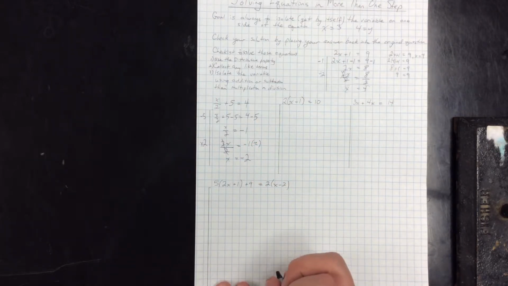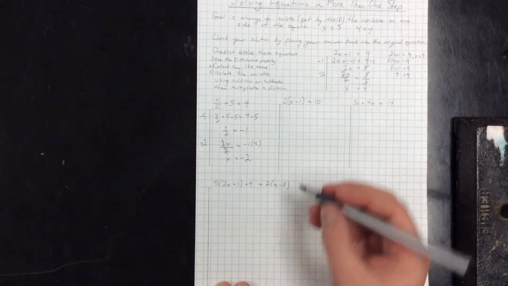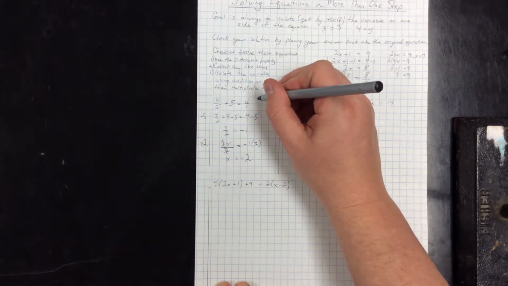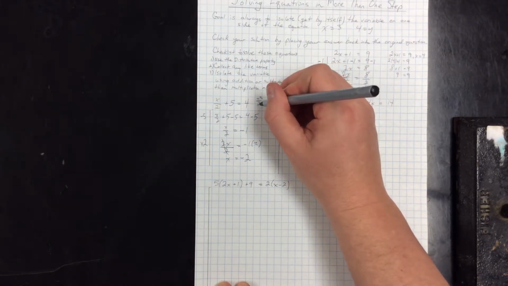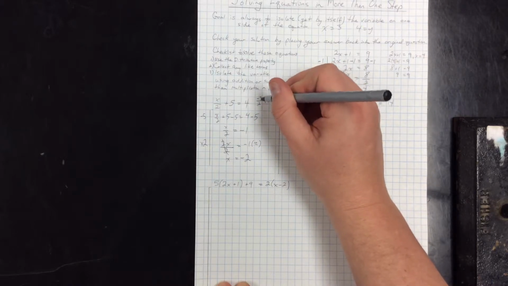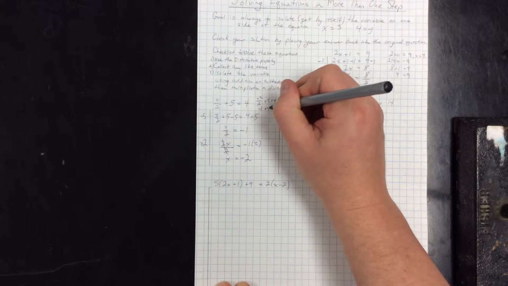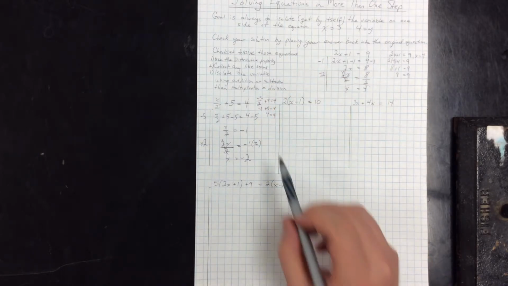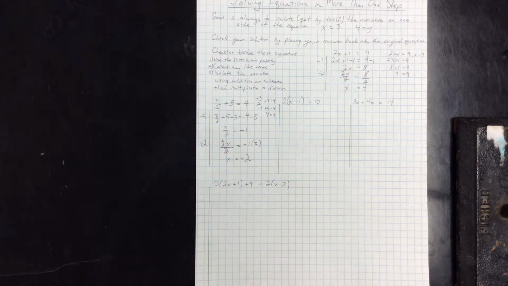So I can put that back into my original and see if I get this correct. So we end up with negative 2 over 2 plus 5 has to be equal to 4. Negative 2 divided by 2 is negative 1, plus 5 is equal to 4. Hey, it checks out. 4 equals 4, yes it does.